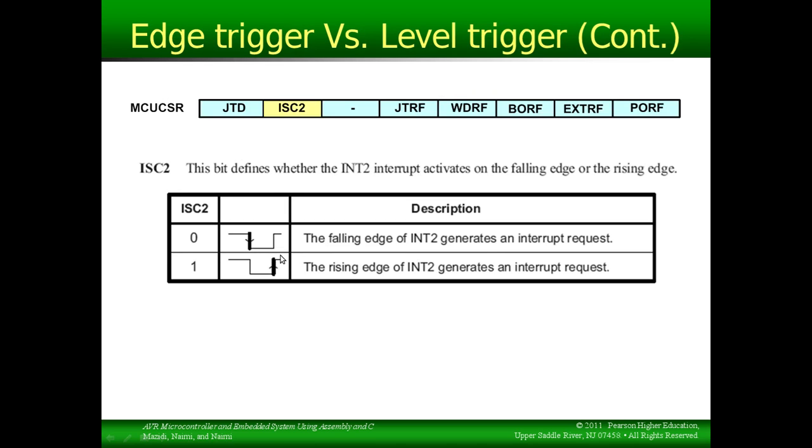INT2 only has two configurations, or two possibilities. It does not have level trigger. It only has edge trigger for falling edge and for rising edge. So there's only one bit that controls that configuration.